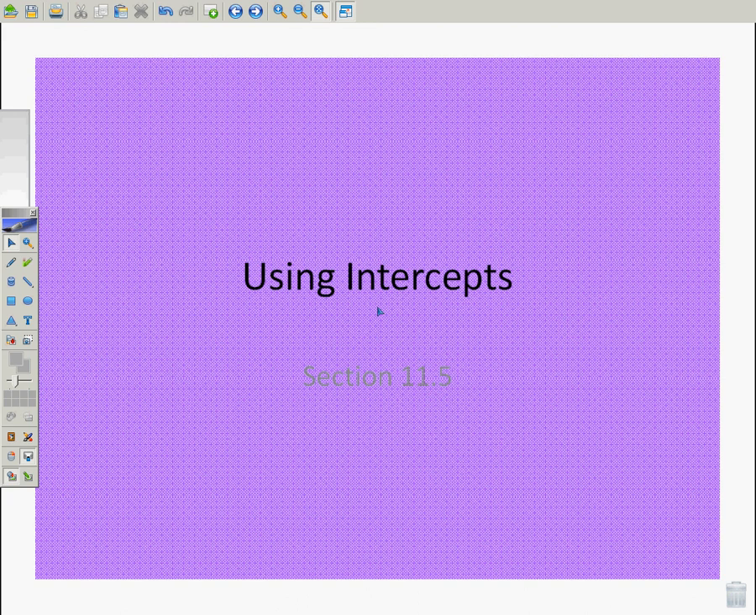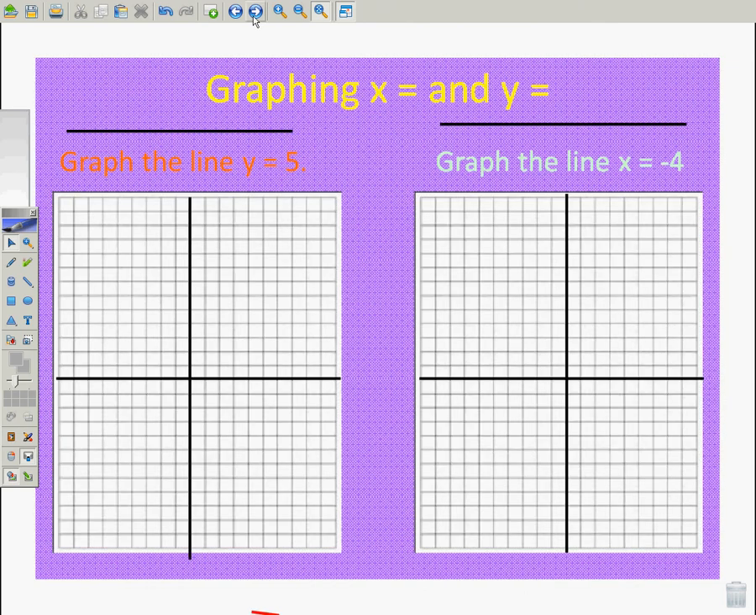Here's the introduction and the lesson 11.5 about using intercepts. In this lesson, we're going to be discussing how to use the intercepts, how to graph from them, and how to find them. So let's go ahead and get started. Here's a little caveat or a little sidebar to what we're doing in this lesson.